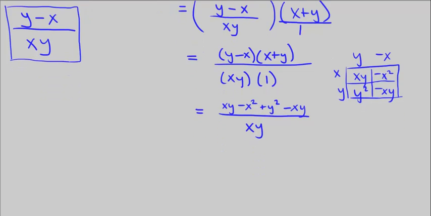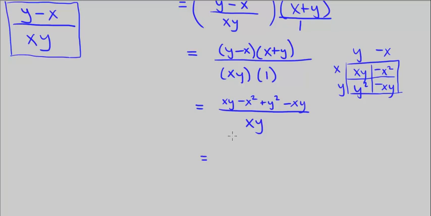Alright? Can we do anything else to simplify this? Yes, we can go ahead and add like terms. xy and negative xy cancel out. So in the numerator here, we just have negative x squared added with y squared. So we have y squared minus x squared. I could write it either way, over xy. Okay? And that there is this expression simplified.